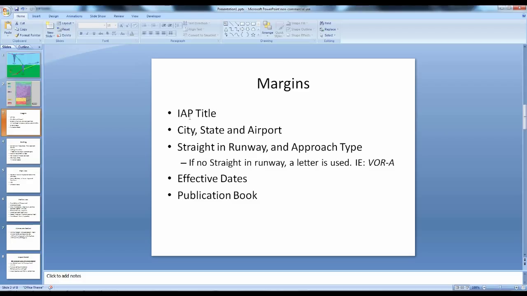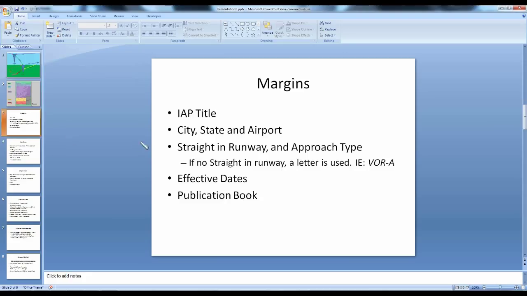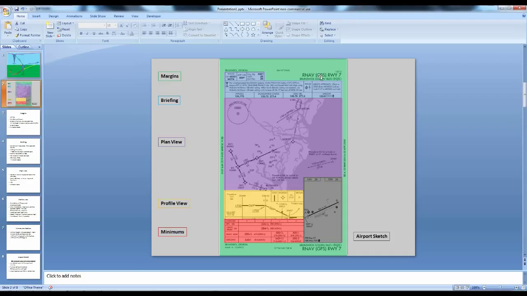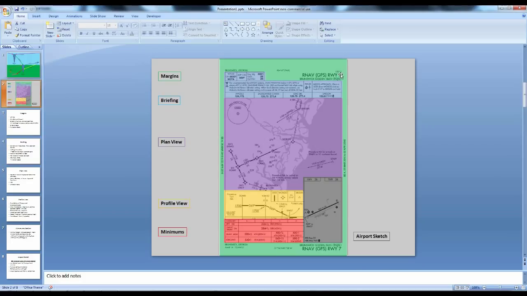Well, it contains the instrument approach title. See here, RNAV GPS runway 7. So we know this is an RNAV approach to a runway 7. It contains the city, state, and airport name the approach serves: Brunswick Golden Isles, BQK, and Brunswick, Georgia. It contains the straight-in runway and the approach type. Runway 7, meaning the straight-in runway for this approach is 7, and the approach type is an RNAV or GPS, depending on which one you want to fly.